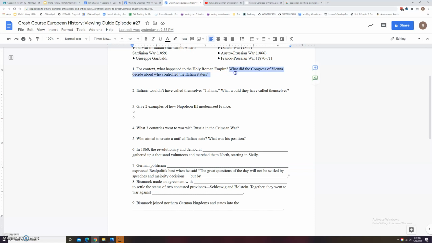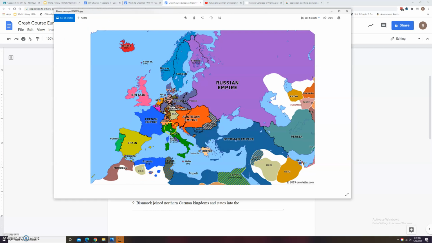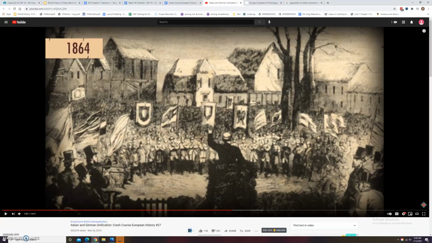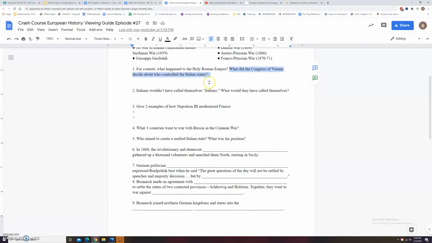Second part. What did the Congress of Vienna decide about who controlled the Italian states? This map doesn't show it, but there was actually a bunch of smaller states, because this is 1864-ish. Italian states weren't put together. They were put together before that. But the French Empire included Italy, and the Congress of Vienna was after, and they wanted to limit the power of the French. So Italy was actually still in broken states after they left.